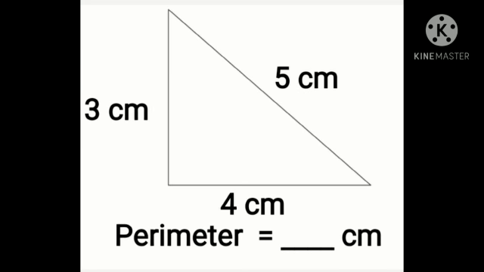This is a triangle. So the perimeter of a triangle is equal to the sum of the lengths of all its 3 sides, that is equal to 3 centimeter plus 4 centimeter plus 5 centimeter. The answer is 12 centimeter. The perimeter of the triangle is 12 centimeter.